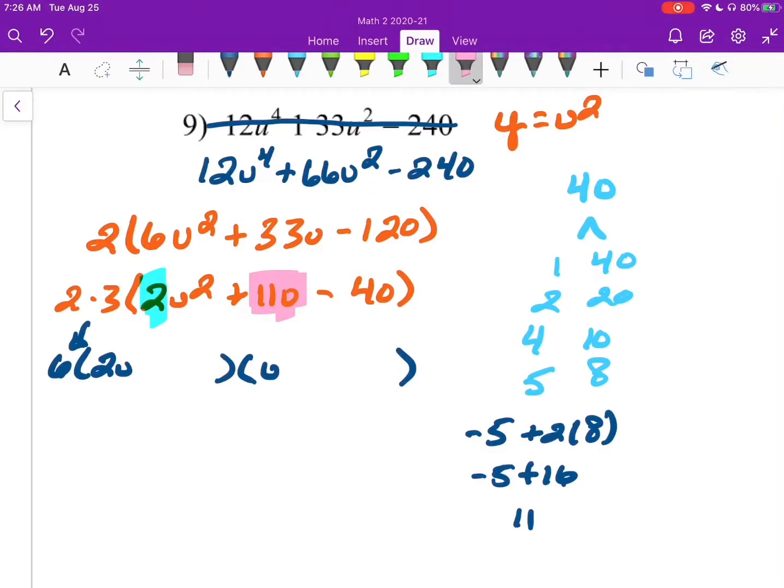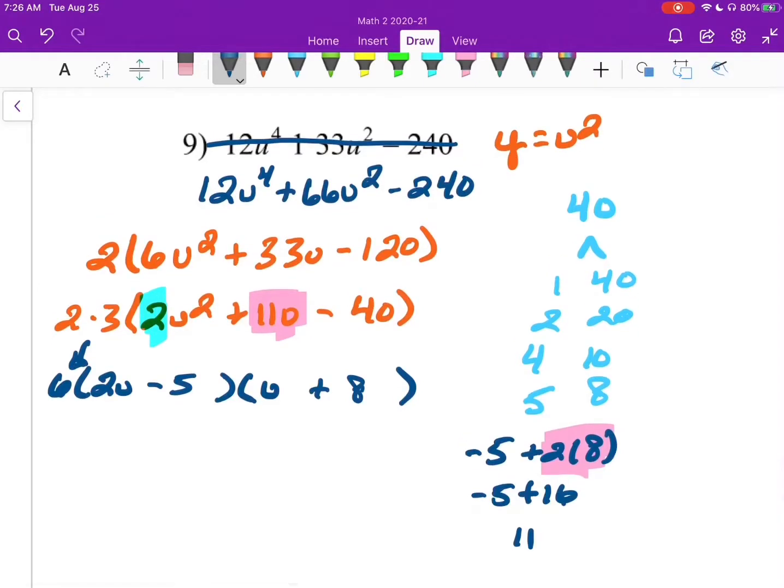Over here I said 2 times 8. So my 2 and my 8 cannot go together. So I'm going to have to put my 8 over here, right? Because my 2 is over there on the left. And then over here I have the negative 5. All right.